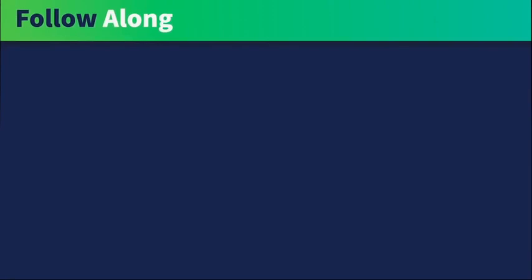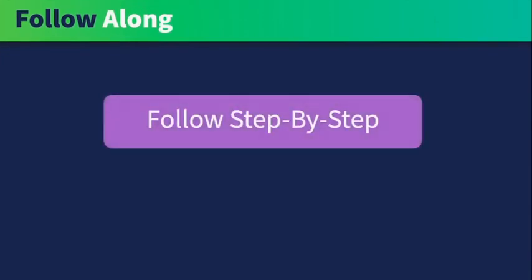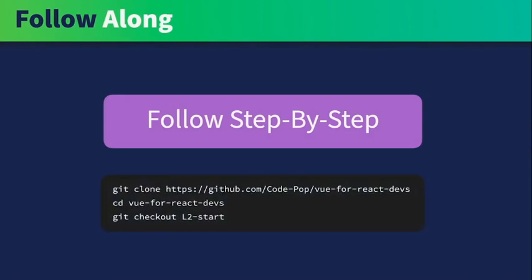There are two ways you can follow along. You can follow the lessons step by step to build the app from scratch. You can also clone the GitHub repo for the app and check out the branches for the lessons you're working on. If that sounds good to you, let's go to the next lesson where we'll start building the app.